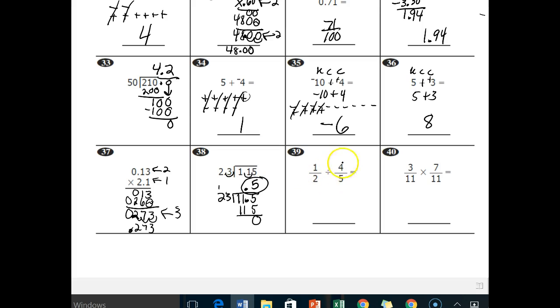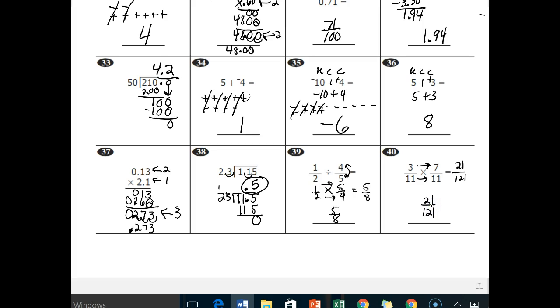When you divide fractions, you flip the second fraction and you multiply. So 1/2 times, now flip these guys, 5 over 4. And now I just multiply straight across. I do 1 times 5, I get 5. I do 2 times 4, I get 8. 5 over 8. And when I multiply fractions, I just multiply straight across. So last problem, I do 3 times 7, I get 21. I do 11 times 11, I get 121. And that is my answer, 21 over 121.